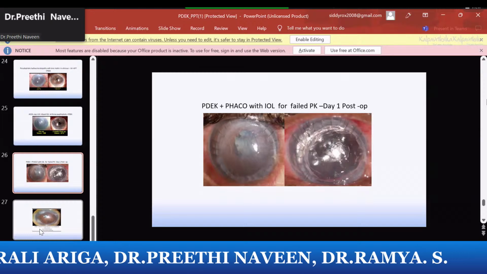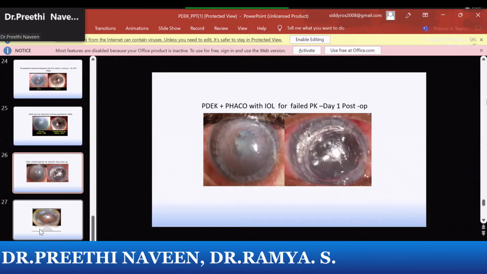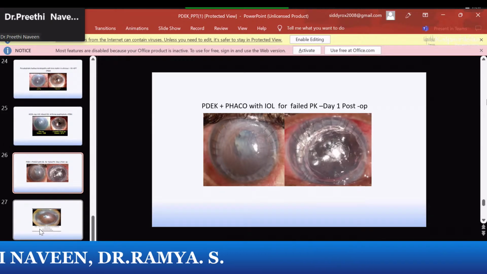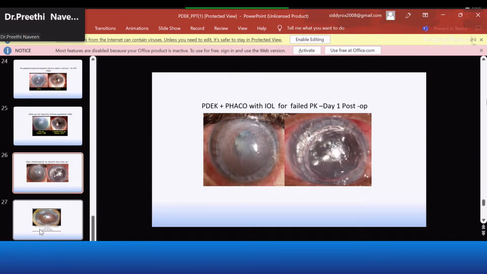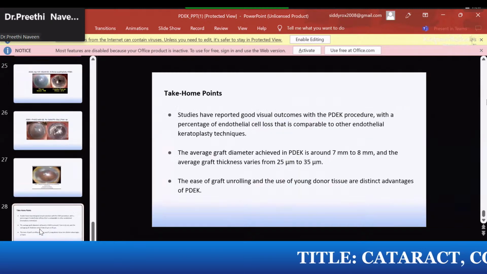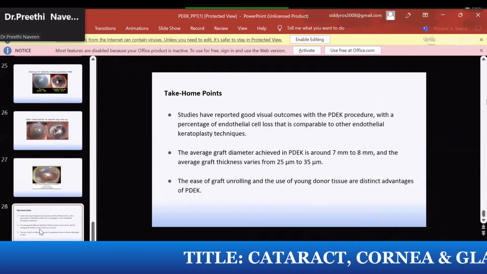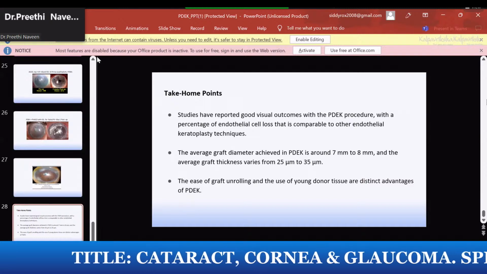And this is a case of a PDEC being done in a therapeutic graft, which is a failed therapeutic graft. And typically after 3 months after the surgery, we plan the procedure where we do a cataract along with a PDEC in them. And so I think I'll share my videos. Just a second.